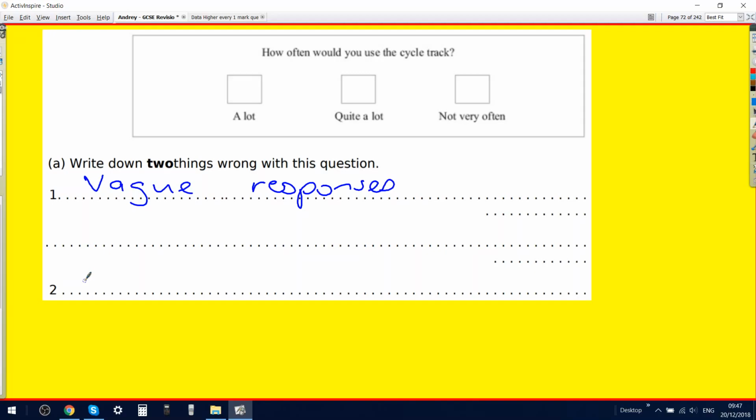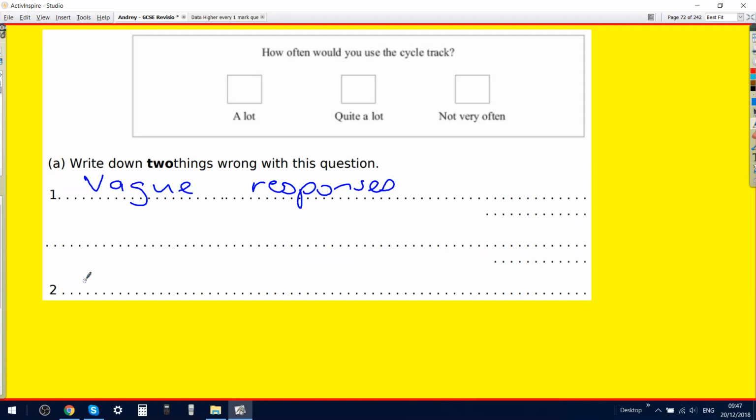Like where it says a lot, quite a lot, not very often. There's no option for never, because you might never get the cycle track. So you might technically get full marks, but I just don't want to teach you that. If a student gave me this and I said, well, they're not exhaustive, it's kind of missing the point. The point is they're vague.